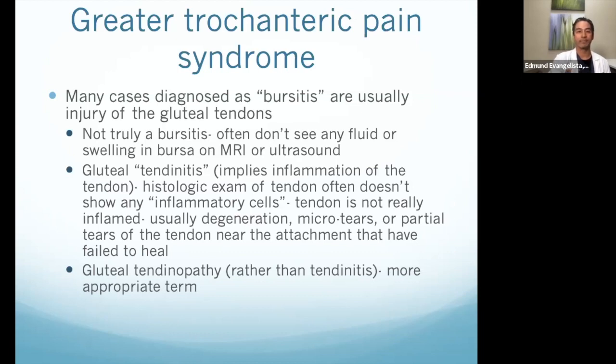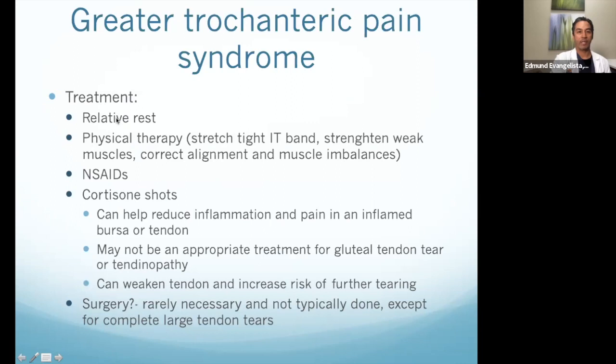What's the treatment? Relative rest. So you want to try to avoid all those painful activities that are inflaming the bursa and the tendon or causing the tearing. Physical therapy to stretch out that tight IT band, strengthen the weak muscles, and correct any alignment or muscle imbalance issues. If there is inflammation, non-steroidal anti-inflammatories such as Aleve can help with pain and inflammation.